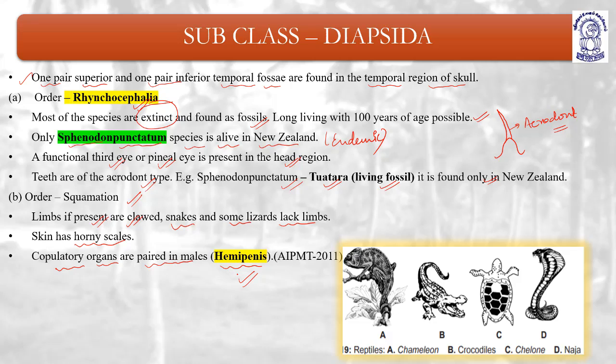Order Squamata: the copulatory organs are paired, known as hemipenis. Understood? So these are the common orders of subclass Diapsida, Rhynchocephalia and Squamata. Now coming to the next.